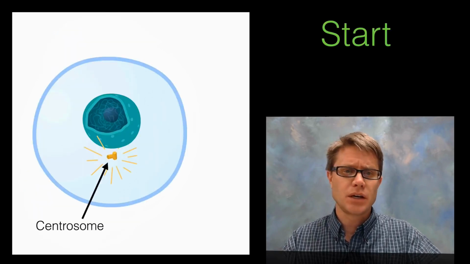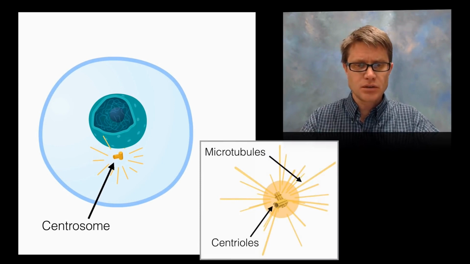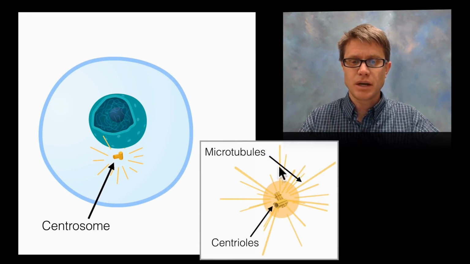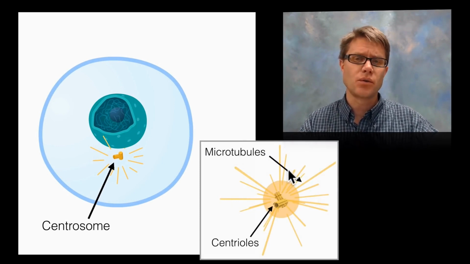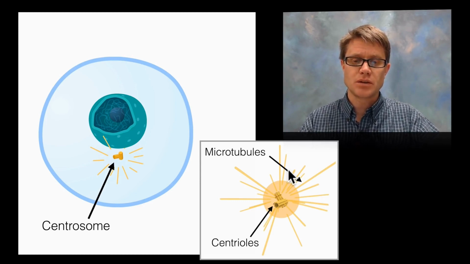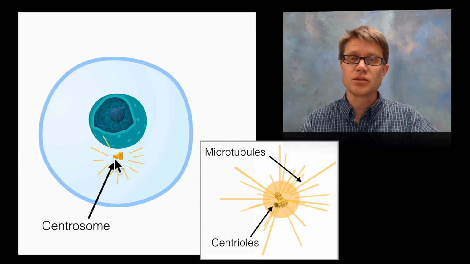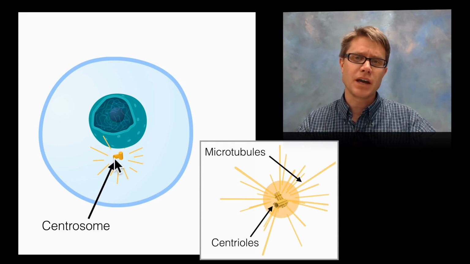All right, let's go through that movie again. This time, let's look at the centrosome. Now, what is a centrosome? A centrosome is going to be made up of two things: these microtubules, and those are going to form a spindle, and it's going to allow us to equally divide those chromosomes to either side. And then in the middle, you have what's called the centrioles. And we think that the centrioles organize those microtubules and organize that spindle.